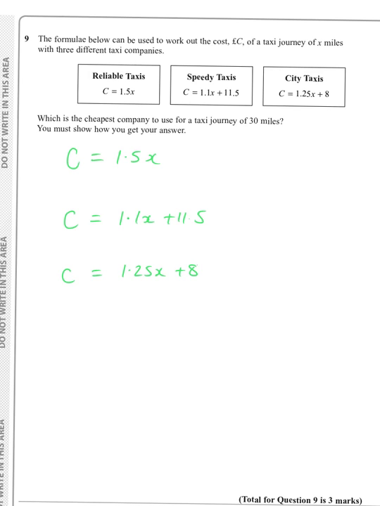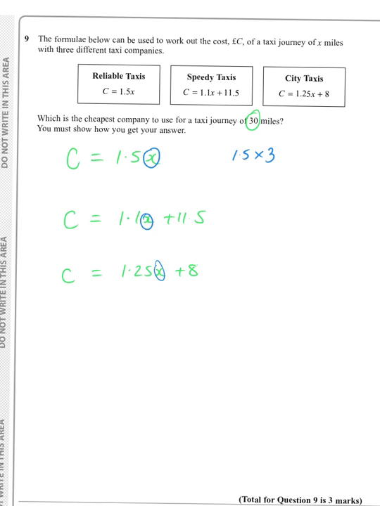1.25x plus 8. Well, if we want to go 30 miles, then we've got to attempt to substitute x for 30 in each of these. Okay, so in option 1, we'd have 1.5 times 30, but 10 times as much.